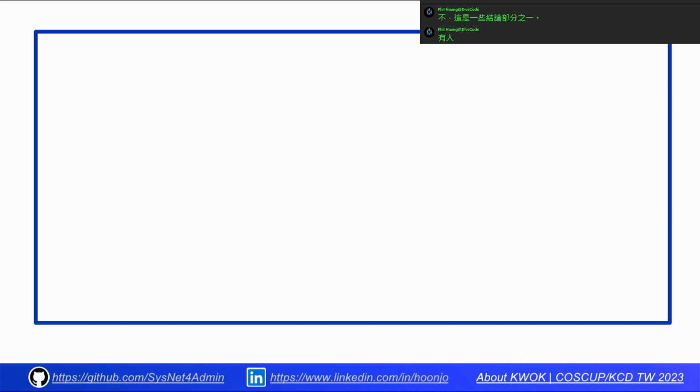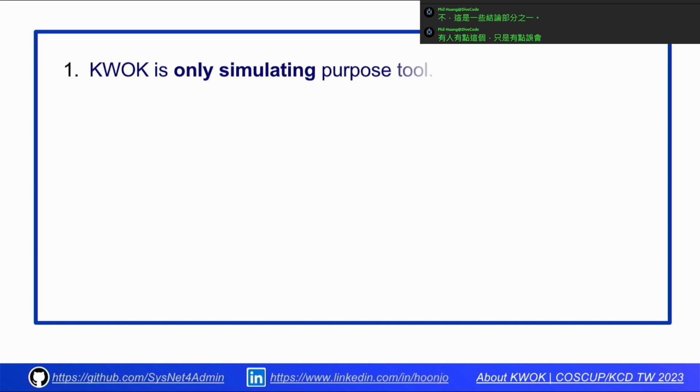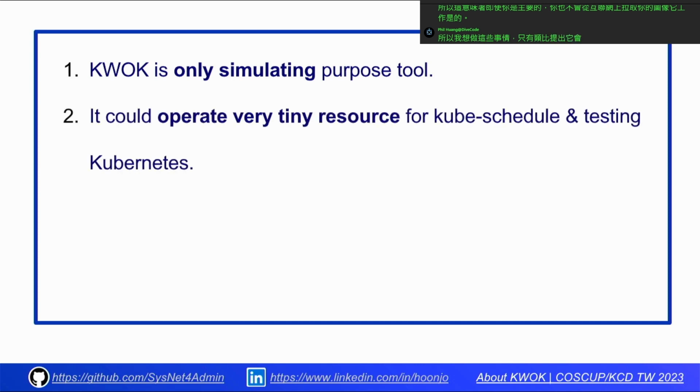So it's one of the conclusion parts. Somebody has a little misunderstanding. Kwok is just simulating. It looks like it's really working, and really scheduling, but it's only a simulator. So it means that even though you are offline and do not pull your image from the internet, it works. So I want to say it's for simulation purposes only. It will be really good for that.